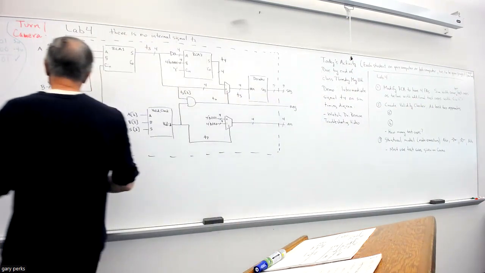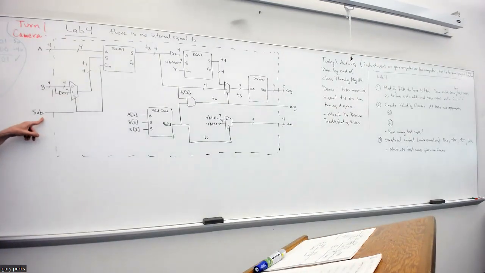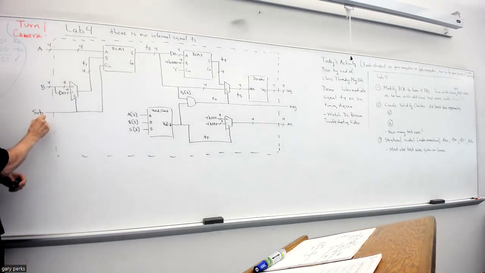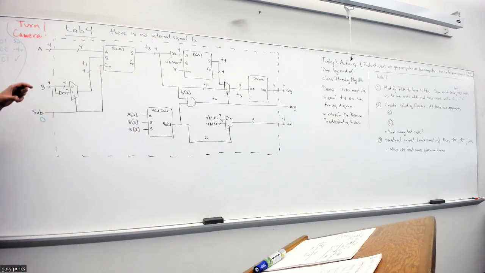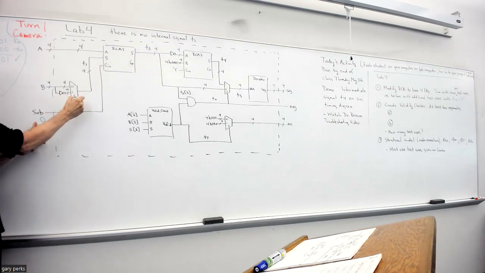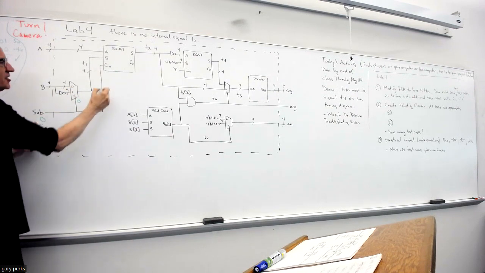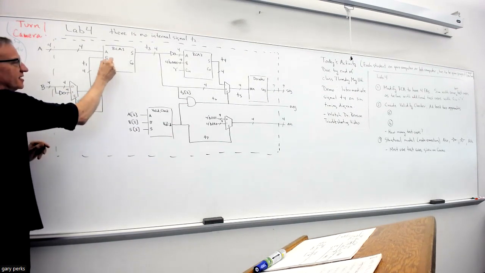We're going to start right here with this sub input. If I make this sub input 0, like on your Basys board, you'll have a switch that you assign to sub in your constraints file. If you put that switch down, it will make sub a 0. That sub input is connected to the select of this mux, so it's going to make that select a 0. And it's also connected to the Cn of this RCA.